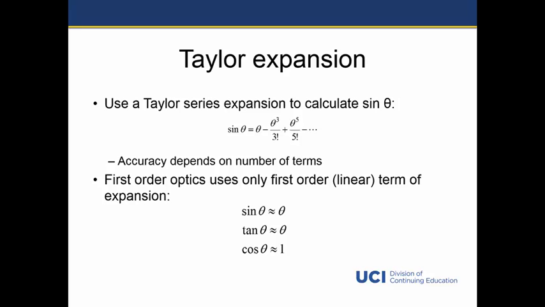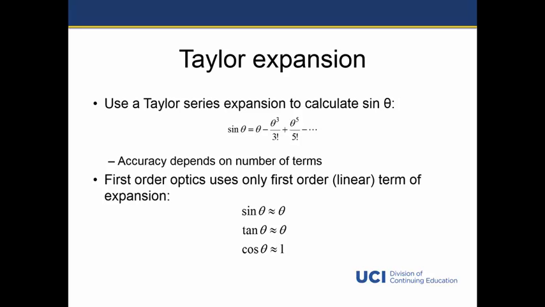Remember, we've talked about the paraxial region, where we said that the sine of theta and the tangent of theta were approximately equal to theta, and that the cosine of theta was approximately equal to 1. If we look at the actual mathematical definition of how you would calculate the sine of theta, it can actually be represented as a Taylor series expansion, and we can see that expansion right here. So it's theta minus theta cubed over 3 factorial plus theta to the 5th over 5 factorial minus plus, etc. And you can calculate the sine of theta to any necessary accuracy simply by increasing the number of terms that you use.